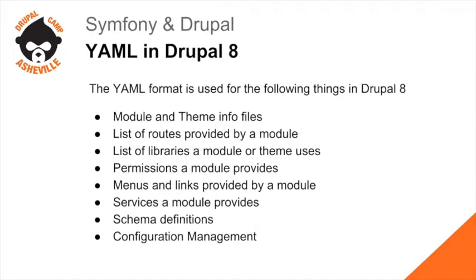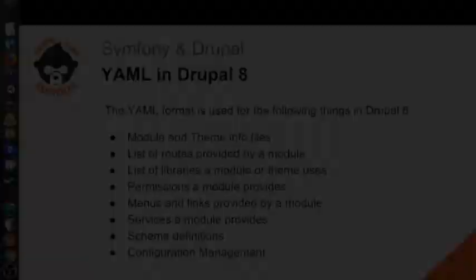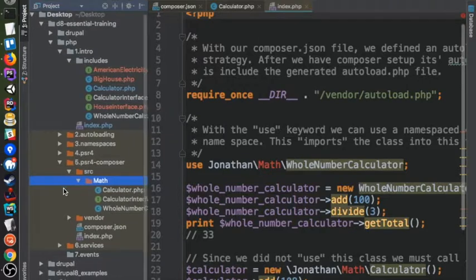Configuration management is how you package up your changes to a site and deploy it somewhere else. So if you've ever used features in Drupal 7, that concept is now in core called configuration management. This is just some places we use YAML. And actually, before I go any further, I'm going to show a YAML file just so you can see what a real one looks like.